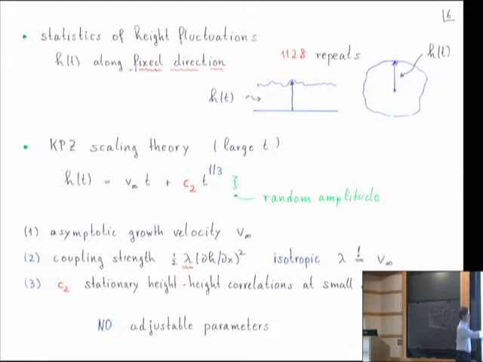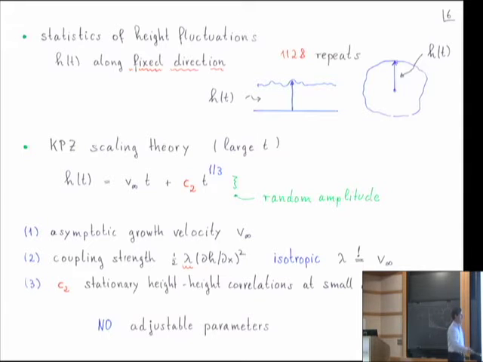Then there's this coefficient C2, which is a little bit more complicated. First of all, it enters the nonlinearity, which is usually called lambda. Now, because it's isotropic, as in the little computation I showed you, you find that lambda is equal to v infinity. So this means that instead of 3, you have only 2 parameters. Okay, so this is very nice.